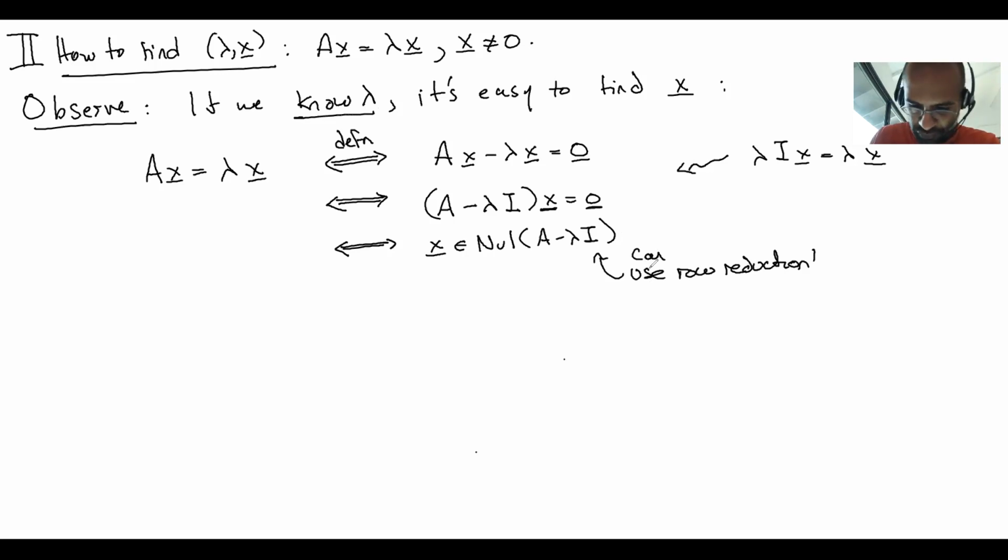You just do row reduction and take all the non-zero vectors in that subspace. So concretely, you'll use row reduction to find the basis for this. And then that tells you all the eigenvectors, right? So given an eigenvalue, it's easy to find all the eigenvectors. It's just row reduction. It's a linear system. Any questions about this observation?